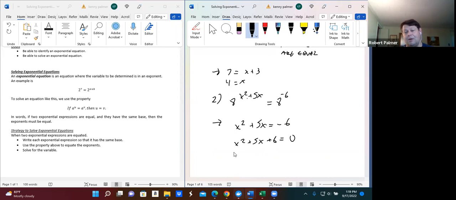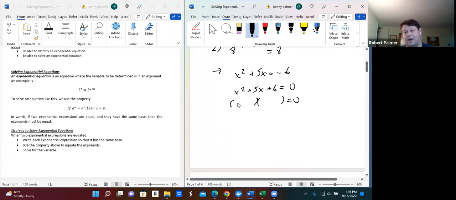Now, this equation will factor. Not all quadratic equations do, but this will factor. And if we factor it, what we see is we're going to have x plus 2 times x plus 3.